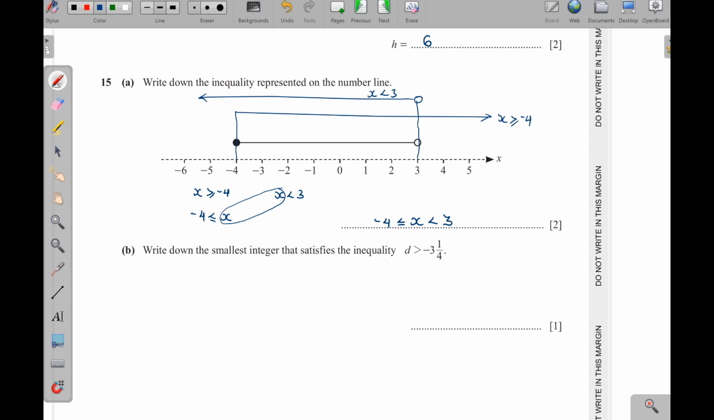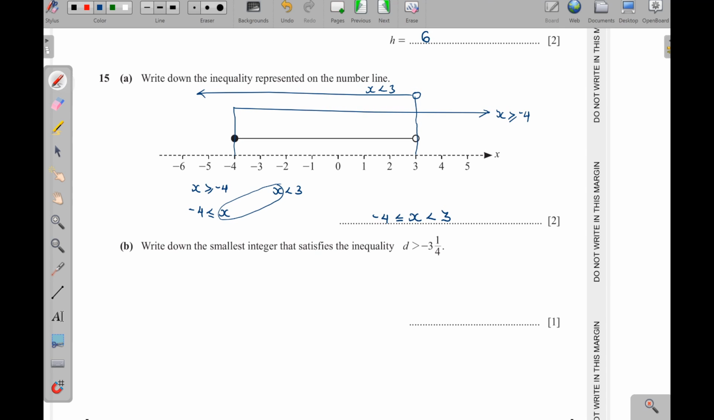That is our inequality. And then part B, write down the smallest integer that satisfies this one here. An integer, okay, an integer is a whole number, a positive or negative whole number.